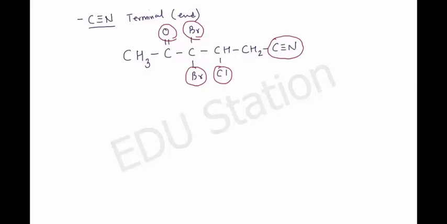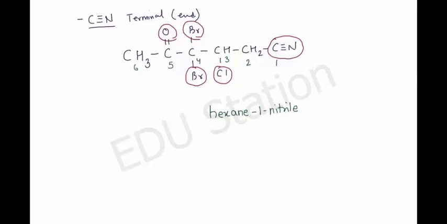So the numbering will begin in such a way that nitrile gets the lowest number, so it will be 1, 2, 3, 4, 5, 6. 6, so we write hex, all single bonds, hexane, 1 nitrile. For nitrile, the suffix is nitrile, so N is not a vowel, so E doesn't get cancelled out.